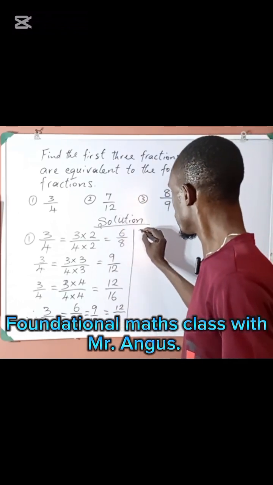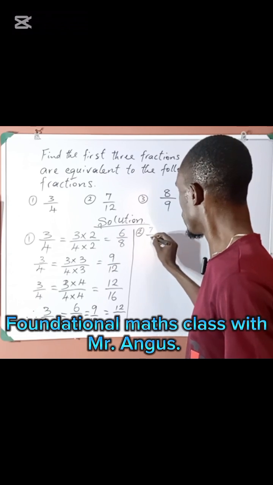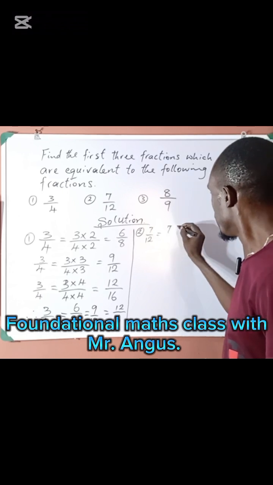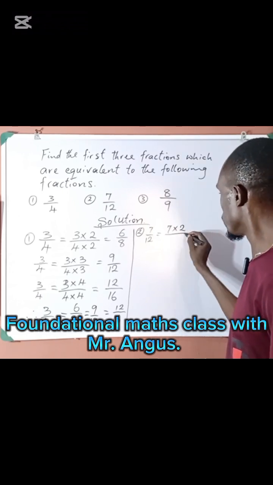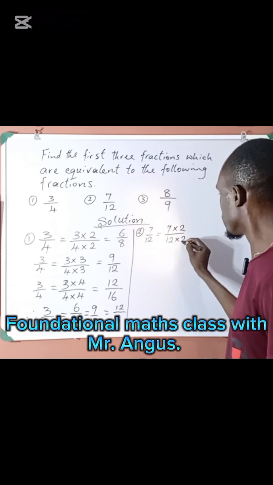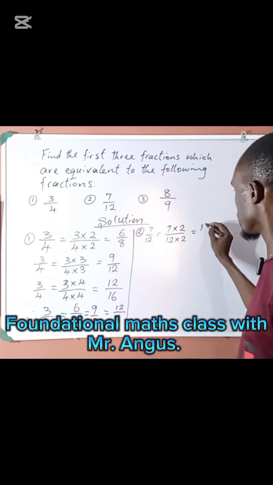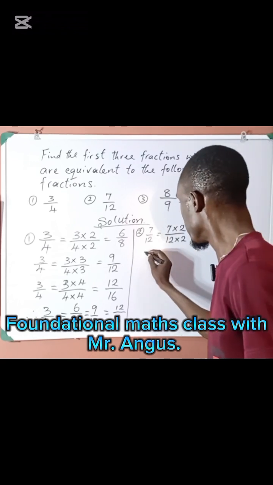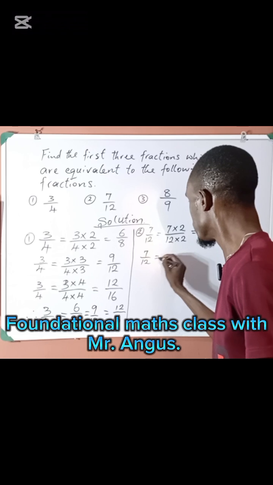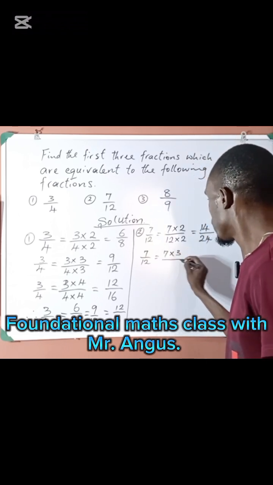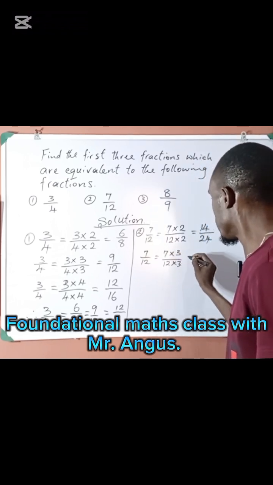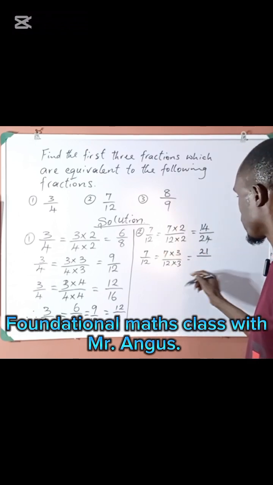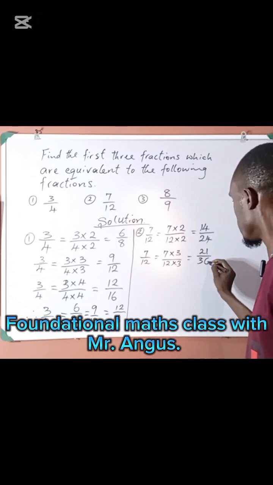Then for number 2, 7 over 12. Let's also multiply. The first number we are multiplying here with is 2. 7 times 2 all over 12 times 2. And that is giving us 2 times 7, 14 over 2 times 12, 24. We go again. The next number is multiplying it by 3 all over 12 times 3. 3 times 7 is 21 all over 3 times 12, 36.